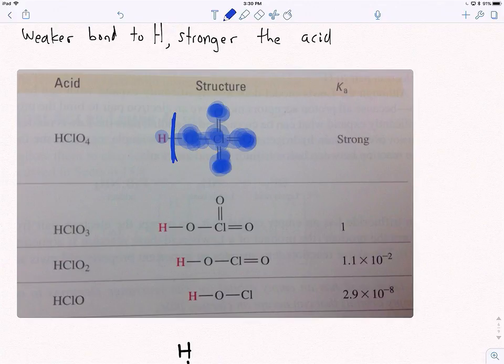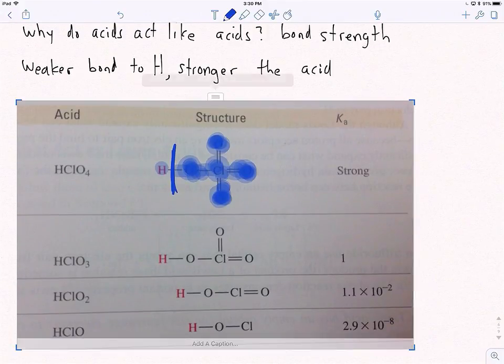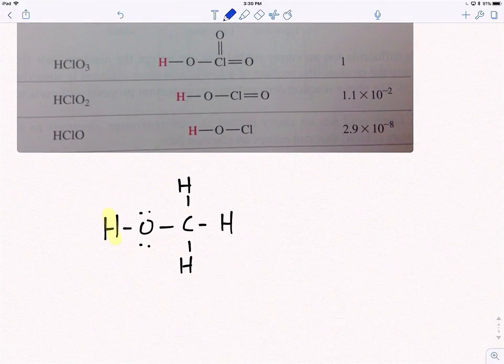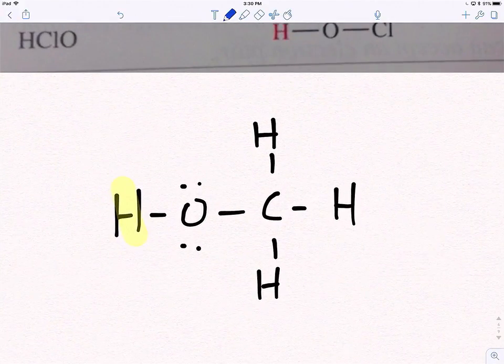Which means that what makes something acidic is actually a weakly bonded hydrogen, among other things, at least for the Bronsted-Lowry definition of an acid. And you can learn about this in organic chemistry. There are certain hydrogens called acidic hydrogens. Here's methanol, and methanol has an acidic hydrogen. It's the one attached to the OH. This is an acidic hydrogen. The ones attached to the carbon are not acidic.